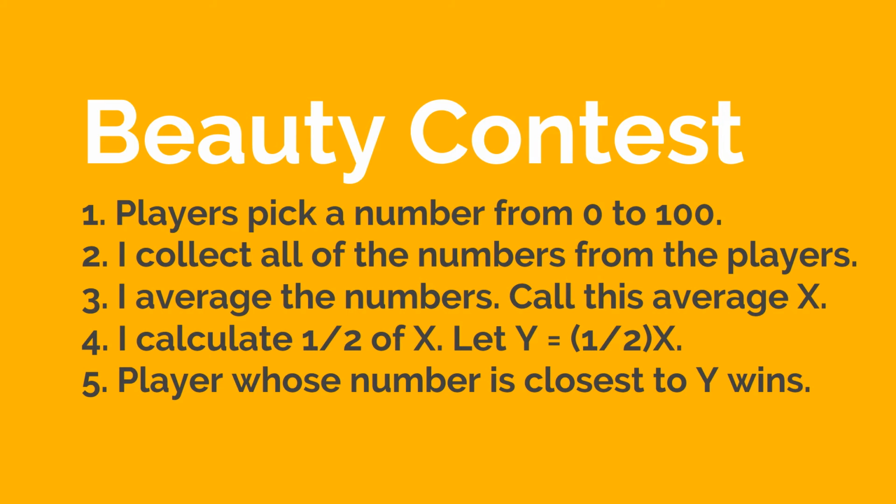So these are our 5 steps here. Players pick a number from 0 to 100. I collect all of the numbers from all the players. I average them together, and we could call this average x. Then I take 1/2 times x, and that equals y. Whoever's outcome is closest to y wins.